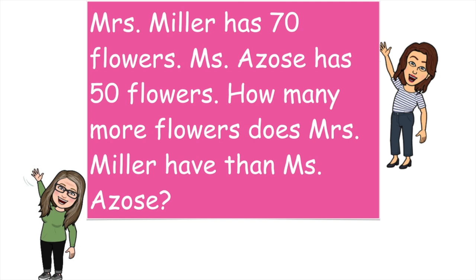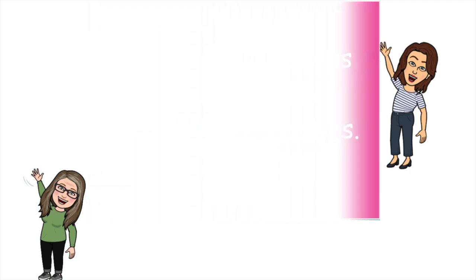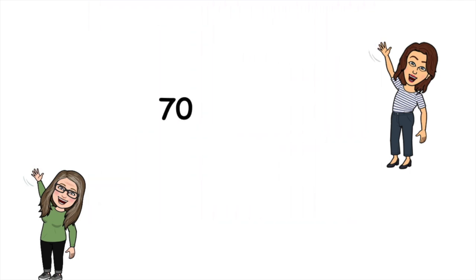Okay, friends, let's go over this together. We need to figure out how many more flowers Miss Miller has than Miss Azos. And what important information do we know? We know that Miss Miller has 70 flowers and Miss Azos has 50 flowers. In order to figure out how many more flowers Miss Miller has, we need to use subtraction to find the difference. Therefore, our equation would be 70 minus 50. This time, I am going to use drawings to solve.